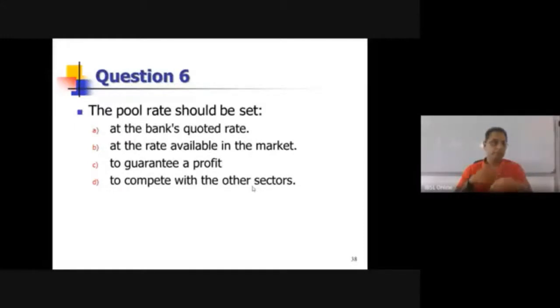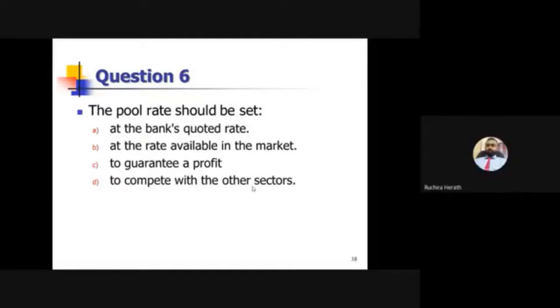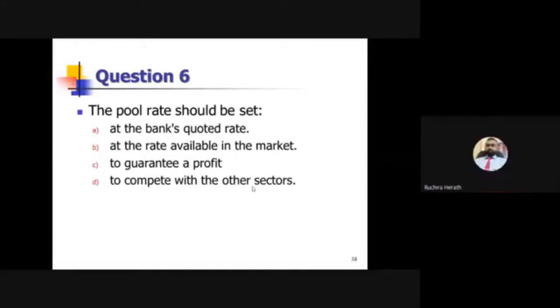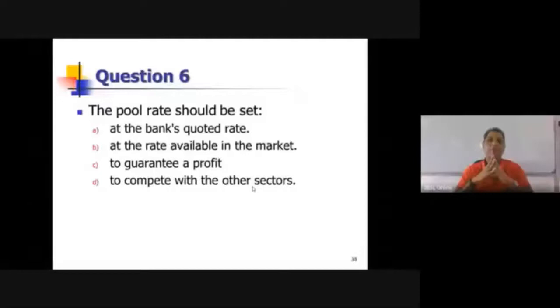I told you it has to be set daily, right? So when you set it daily, what are you looking at? Answer is A, the bank's quoted rate. Okay, any other answers? Or B, the available rate in the market. So you've got to pick one, Ruchira, A or B?